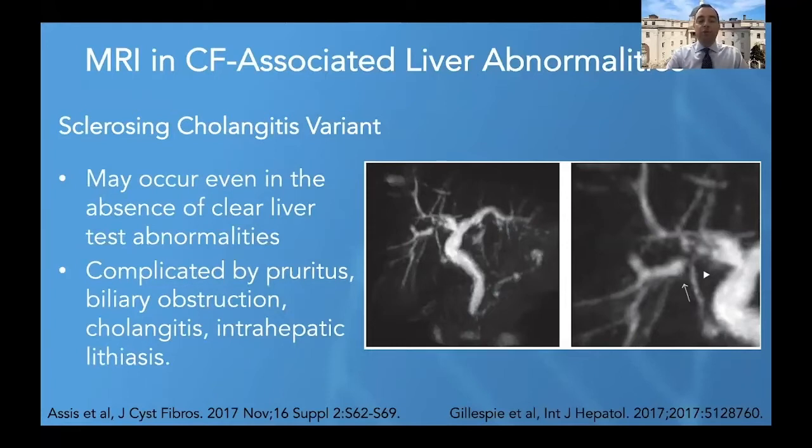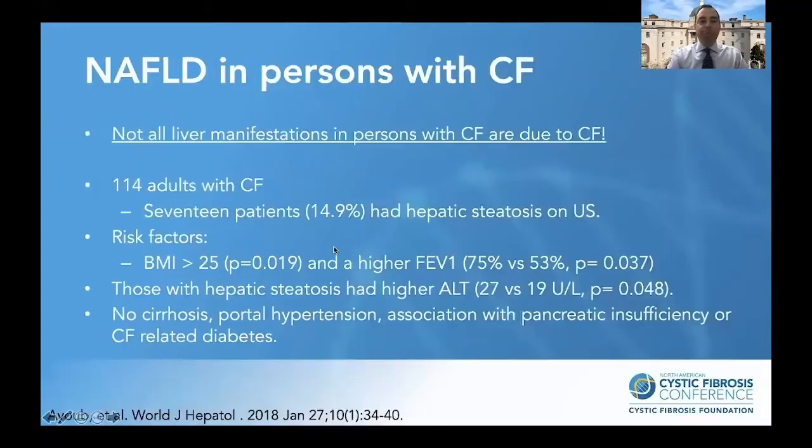To evaluate for this manifestation of CF liver involvement, an MRI, and more specifically an MRCP, would be the optimal study. And although less common than the other manifestations of CF liver involvement, it is important to keep in mind the possibility of strictures in this patient population.